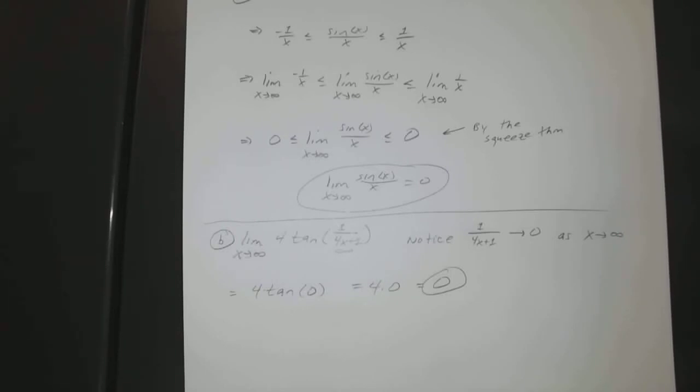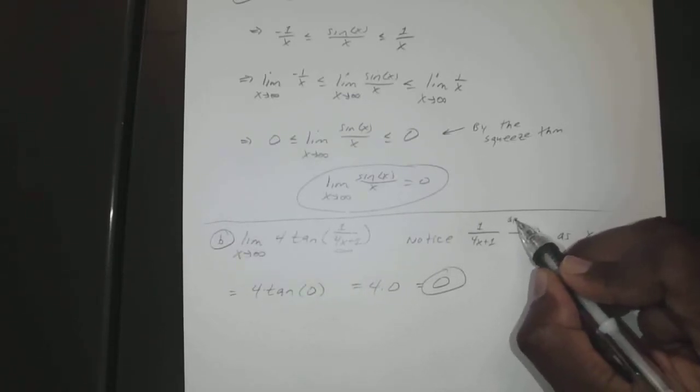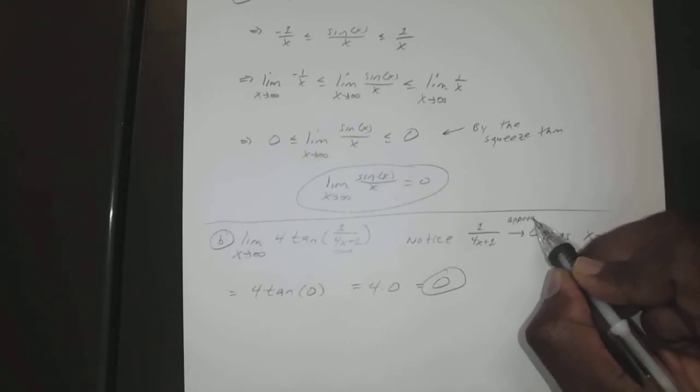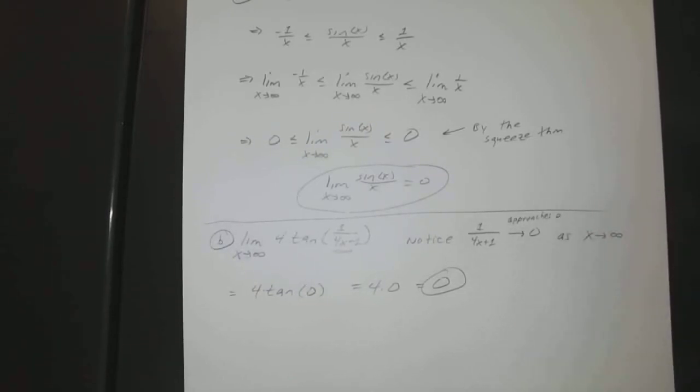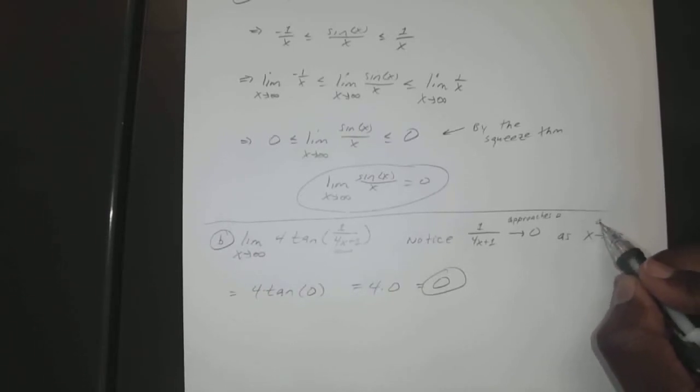You said no, all right, just trying to understand. 1 over 4x plus 1 is just getting closer and closer to 0. Yep, it approaches 0 as x approaches infinity.